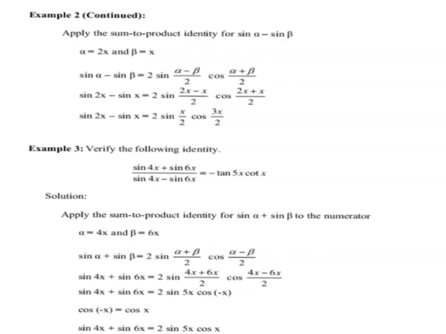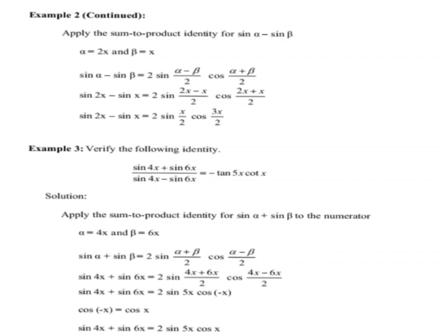Example number 3. Verify the following identity: sine 4x plus sine 6x over sine 4x minus sine 6x is equal to negative tan 5x cotangent x. So, the solution is, first, apply the sum to product identity for sine A plus sine beta to the numerator. A is equal to 4x and B is equal to 6x. So, the formula is sine A plus sine beta is equal to 2 sine of (A plus beta) over 2 and cosine of (A minus beta) over 2.